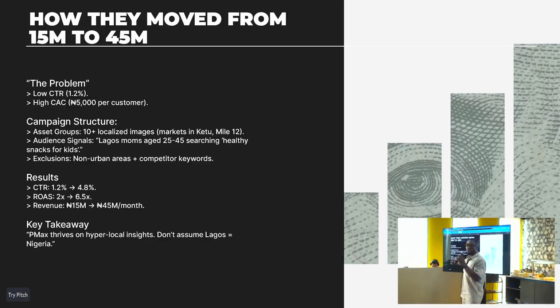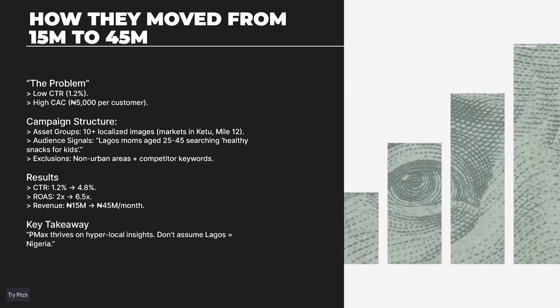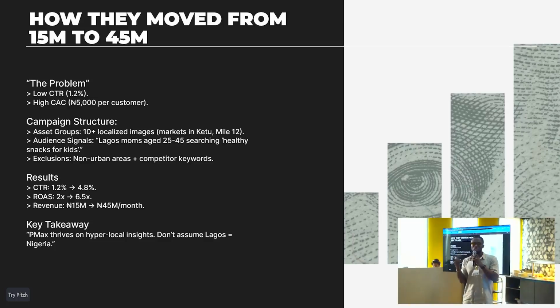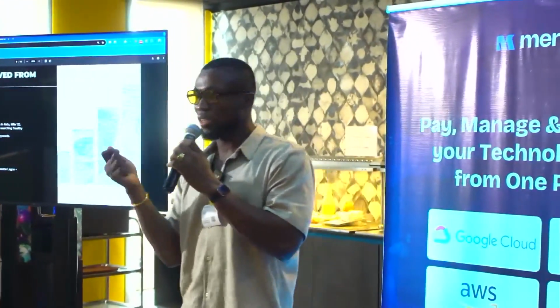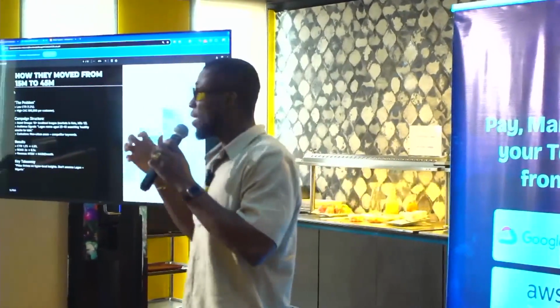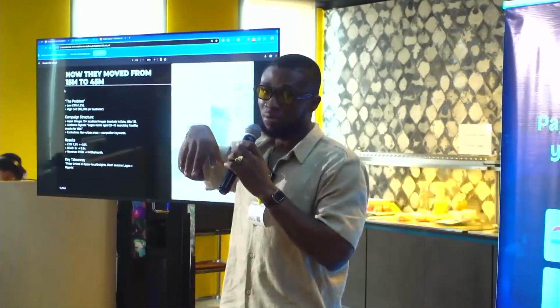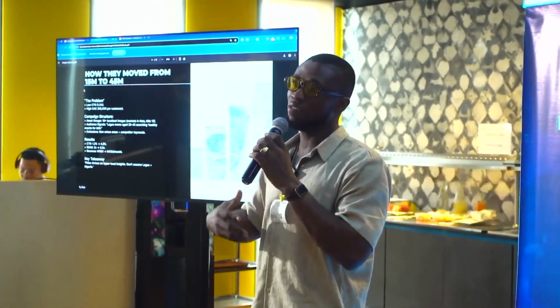Their return on ad spend moved from 2 times to 6 times, because there's something called average order value. When somebody buys, especially in e-commerce, and the customer buys that thing in bulk, you make a lot more money. So the average order value of that product was way higher when they were selling it in bulk.